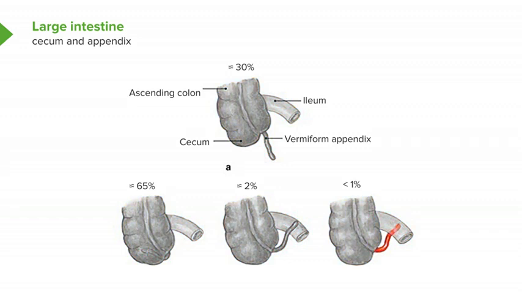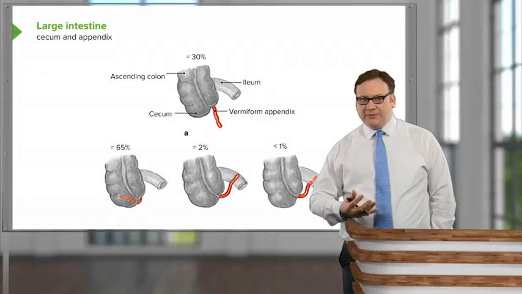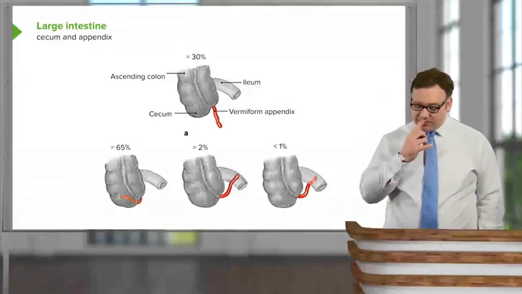Here we see it lying posterior to the ileum. We see it lying anterior to the ileum here. Here we can see it poking kind of straight down as a continuation of the ascending colon. And here we can see it actually tucked underneath the caecum. So although it's there, it may need some rooting out.